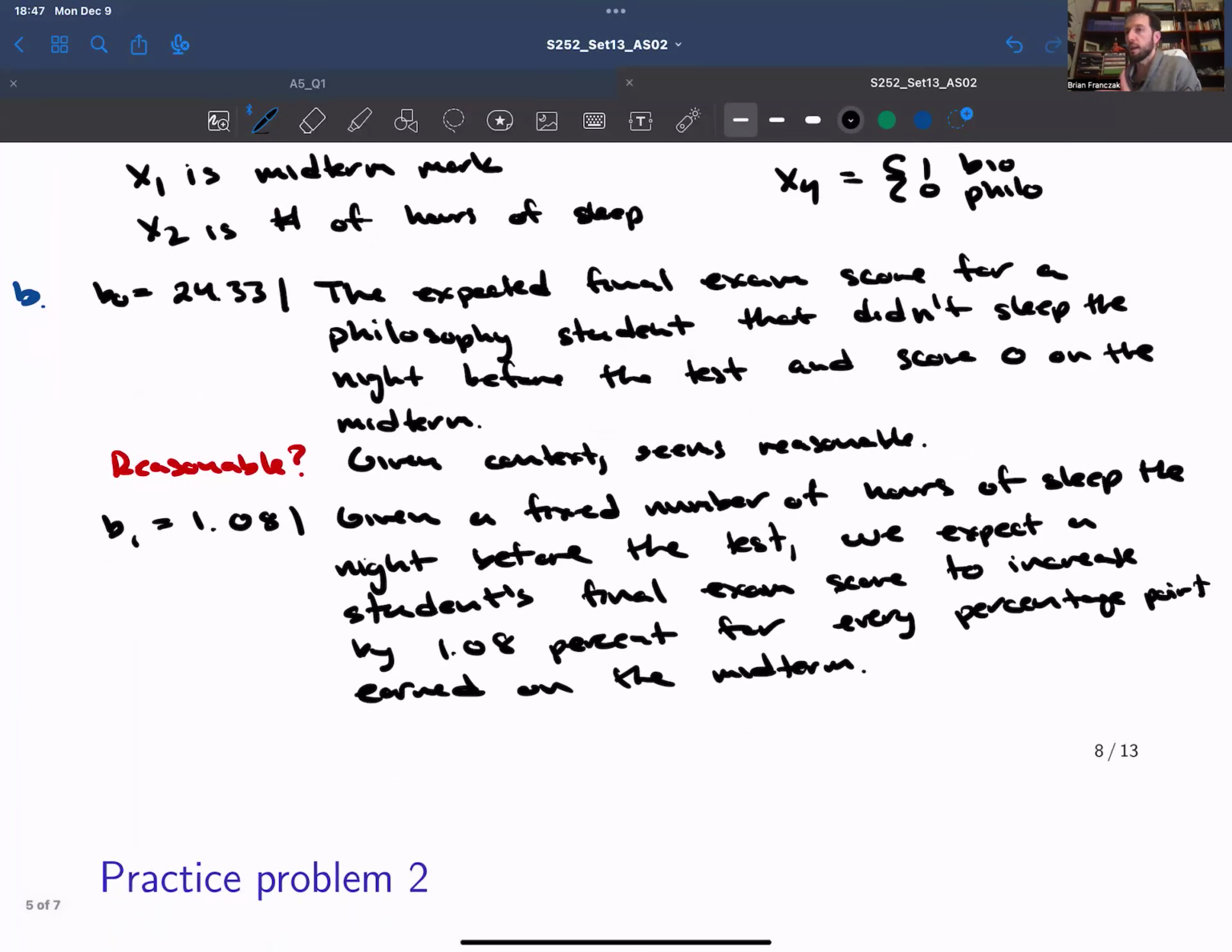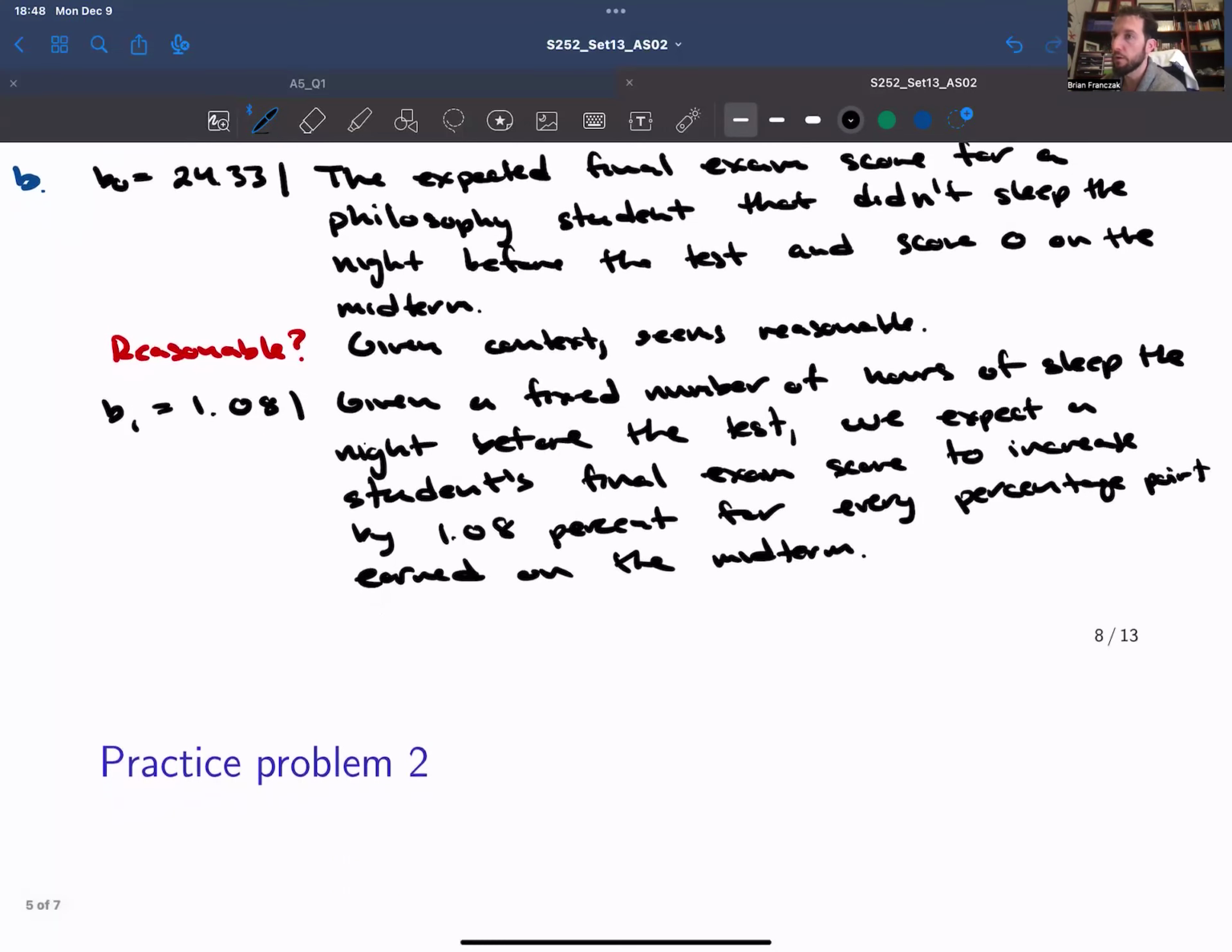Now notice here that I don't have to condition on the student, because it doesn't matter for this model if it's a philosophy, biology, or mathematics student. Switching the indicator is only going to affect the intercept term. It doesn't do anything to the slope terms. So this interpretation of B1, which is the change in final exam grade for unit increases in midterm mark, is consistent across all students. It doesn't matter what program they were in. This would be different though if we had the interaction model, which we'll study in the next question.